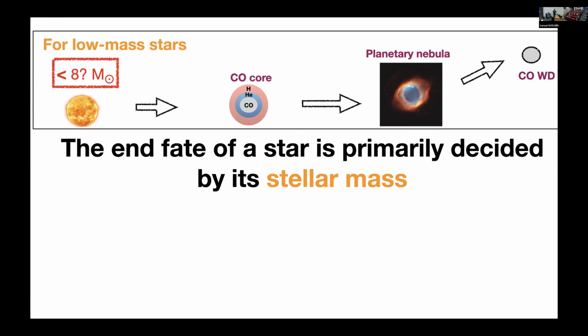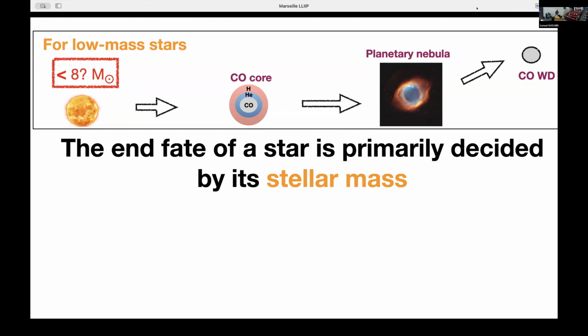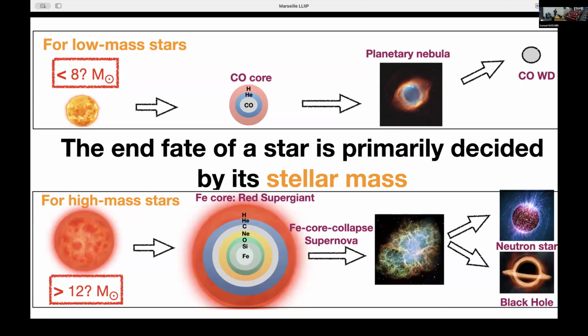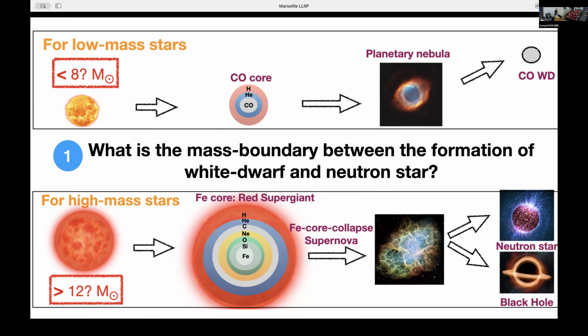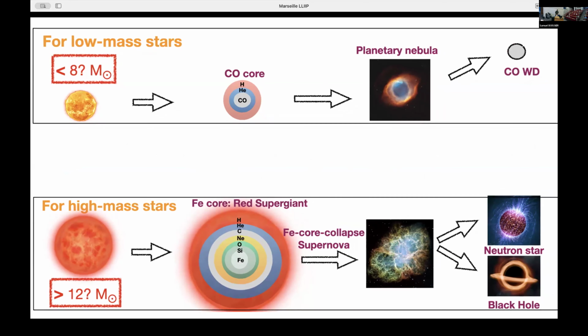So all of us are familiar with the stellar evolutionary picture that if you have a star which has, say, less than around 8 solar masses, you're likely to fuse up to carbon-oxygen and then end your life as a carbon-oxygen white dwarf. On the other hand, if you have a star which has more than around 12 solar masses, you're likely to fuse all the way up to iron, form a red supergiant, and end your life as an iron core collapse supernova, leaving behind a neutron star or a black hole. So a natural question then is, what is the mass boundary between the formation of a white dwarf versus the formation of a neutron star?